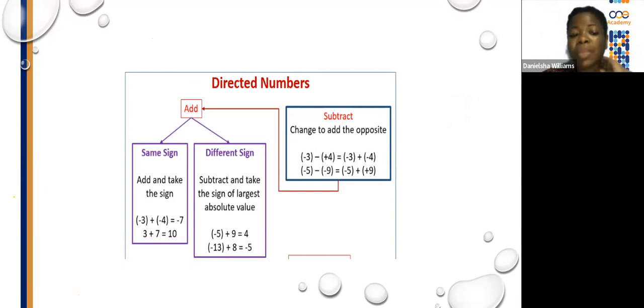So when you're adding, and the signs of the terms that you're adding are the same, you just go ahead and add your numbers and take the sign of the numbers, since they are the same. If there are different signs, you'll go ahead and subtract, and then you will take the sign of the term that has the larger absolute value. And then with subtraction, you just change it to add the opposite, and that is it.